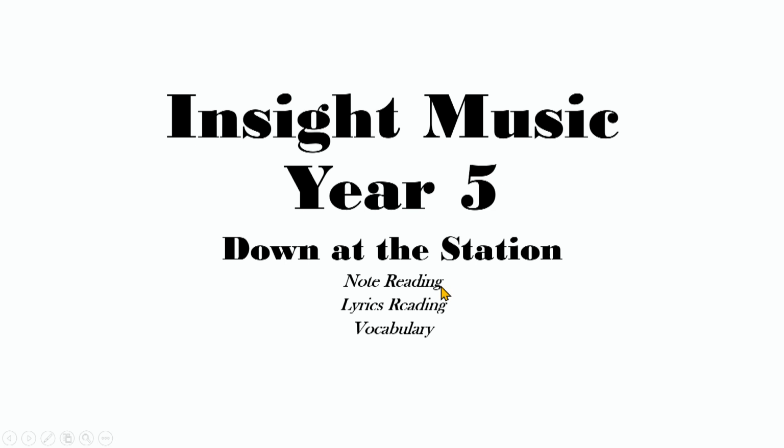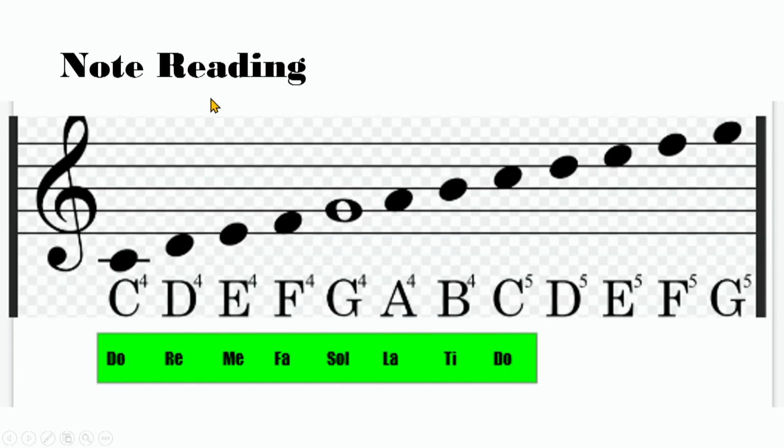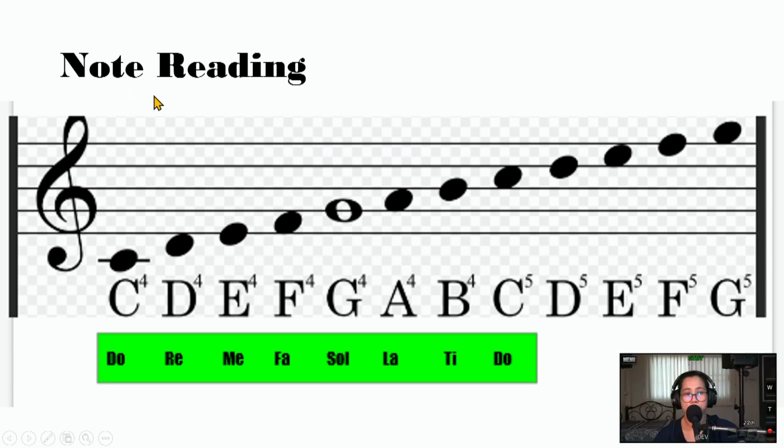Today's lesson we will do note reading, lyrics reading, and vocabulary learning. Are you ready? Before we learn to read the notes of the song, we will do a review first. As you can see, this is a staff. There are 1, 2, 3, 4, 5 lines with 4 spaces. This is called a staff.